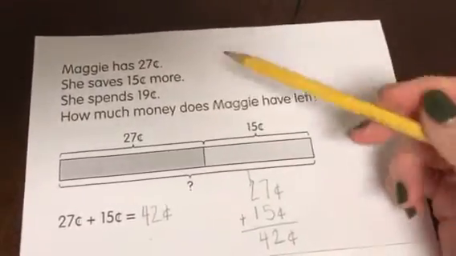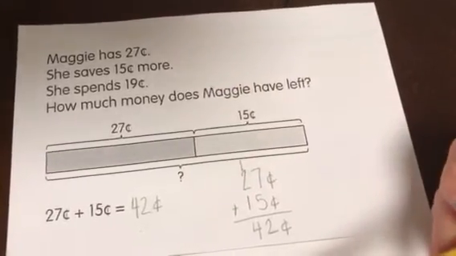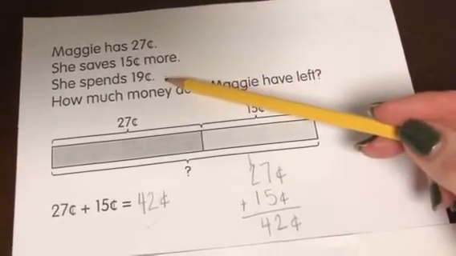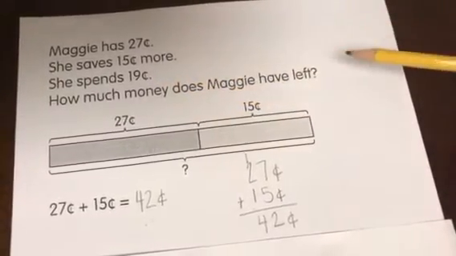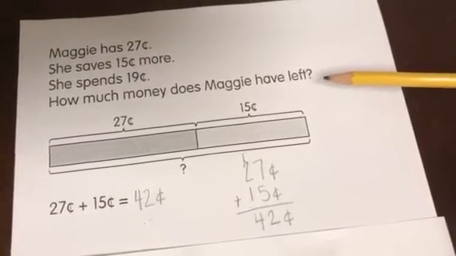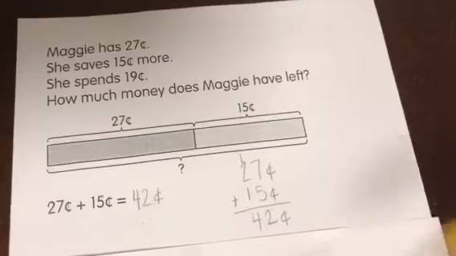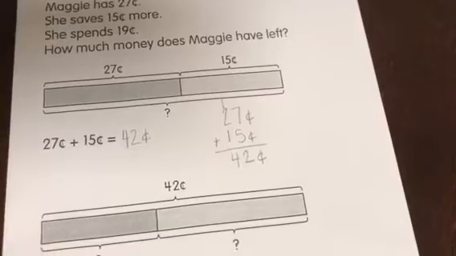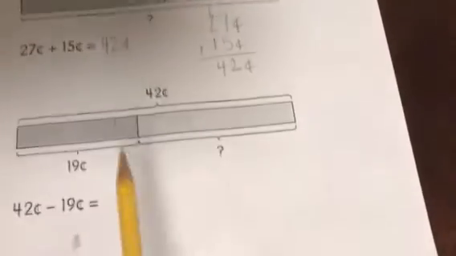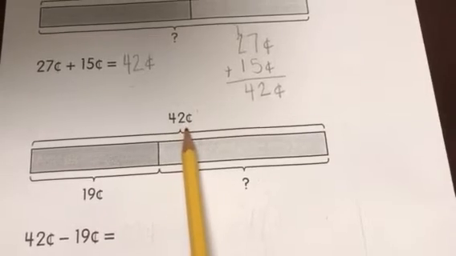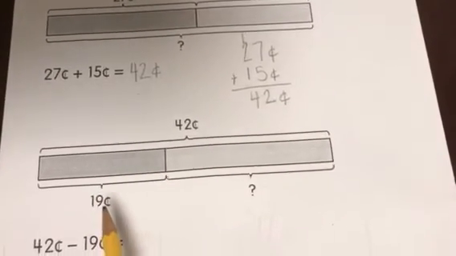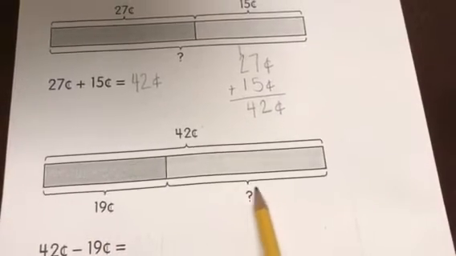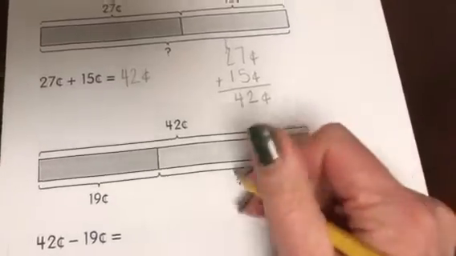Now we need to look at our problem again to figure out and solve for the second question. So we know that she spends 19 cents. And our question is asking how much money does Maggie have left? So I know that we need to subtract and we need to use another part whole model where we are going to start with our whole, which is our 42 cents, and we're going to be taking away our one part, which is the 19 cents, and we're solving for how much Maggie has left.